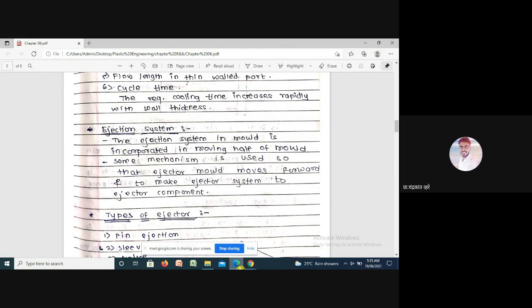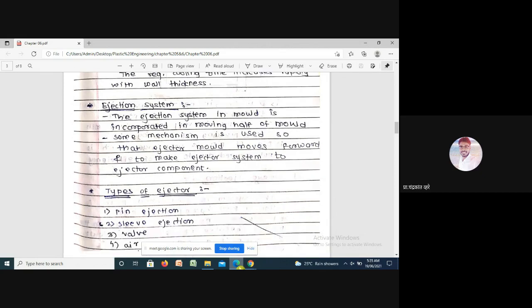For each and every molding, we have different mechanisms, and we'll see them. You don't need to write this, so we'll go to the next point. You have already written all of this.